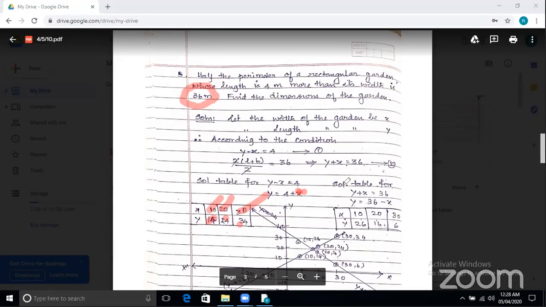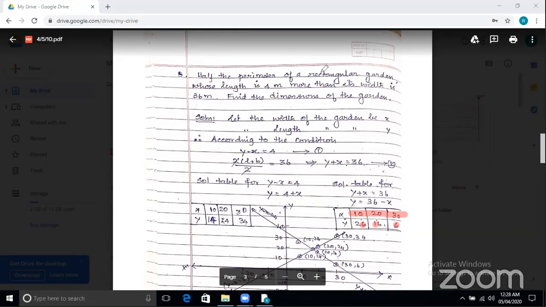Similarly, the solution table for the second equation: y plus x is equal to 36, so y is equal to 36 minus x. Any doubt in this? Now take the same 10, 20, 30. It will be 26, then 16, then 6. Any doubt? We are going to plot these points in the graph.